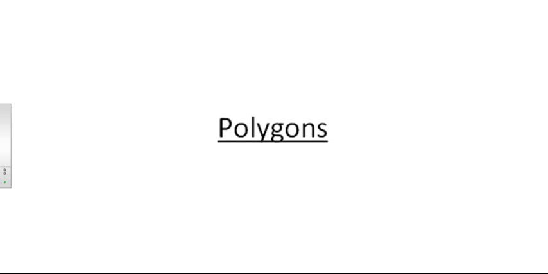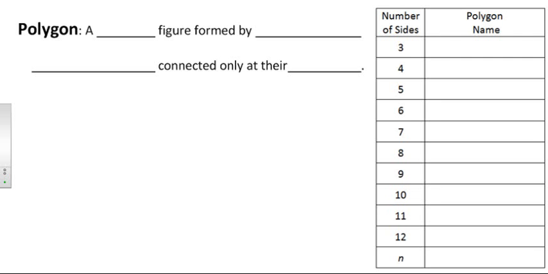Hello and welcome to the video on polygons. By the end of this video, you should be able to tell me if an object is a polygon or not. And if it is a polygon, you should be able to describe it as convex or concave, as well as regular or irregular. Let's start with what a polygon is.